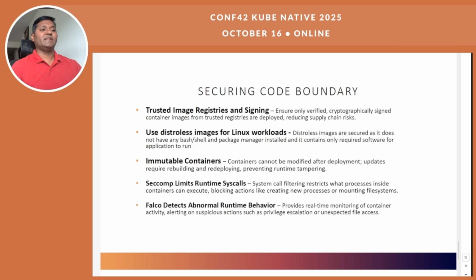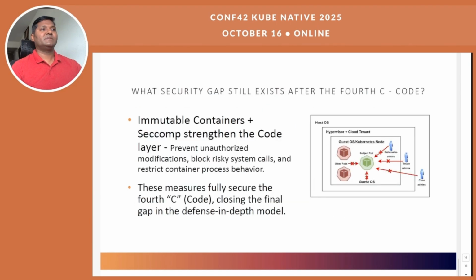Together, these security controls ensure that the code running inside the containers remains verified, immutable, restricted in behavior, and continuously monitored, effectively closing the final security gap in the 4C's model. With all four layers, cloud, cluster, container, and code, secured, the defense in depth architecture now provides comprehensive protection across the entire Kubernetes environment. What security gaps still exist after the 4C code?